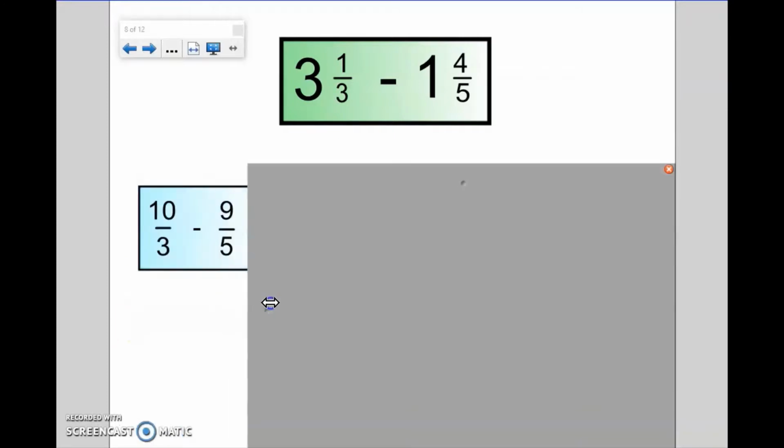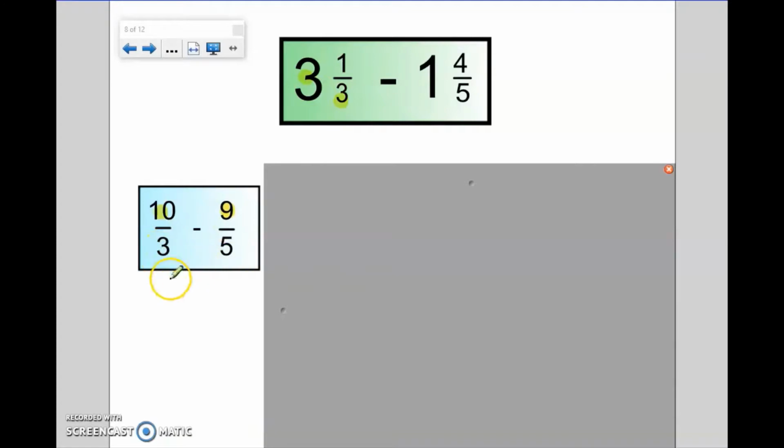I'm going to manipulate the question so it looks like this. How did I get there? 3 times 3 is 9, added to the 1 that's already there. That's where my 10 comes from. 1 times 5 is 5, added to the 4 that's already there. That's where my 9 comes from. So I've changed my question to look like this. It's the exact same question, just presented in a different way.